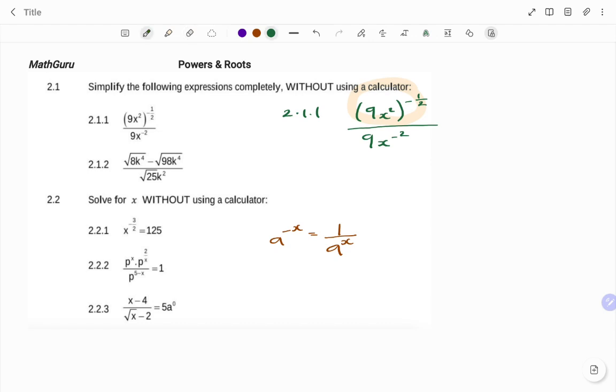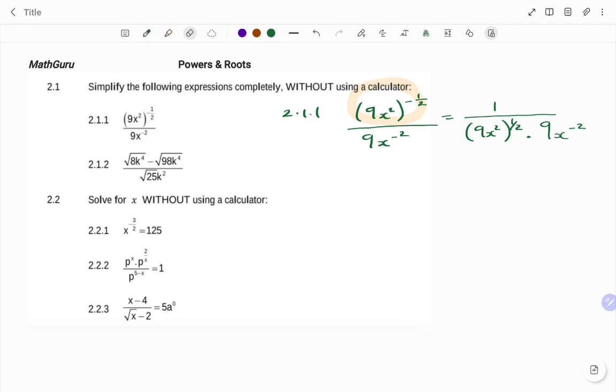So therefore, that will give me 1 divided by, if I take it to the bottom, I have 9x squared all raised to the power of positive 1 over 2, becomes positive, multiplying 9x to the power of negative 2.